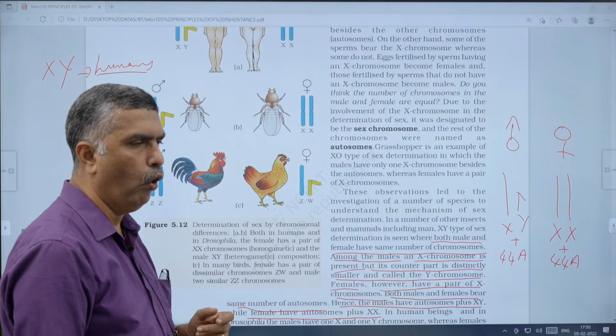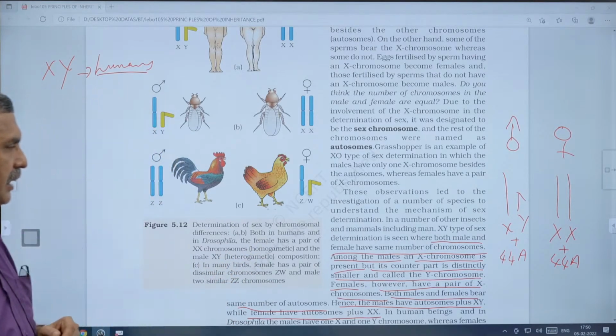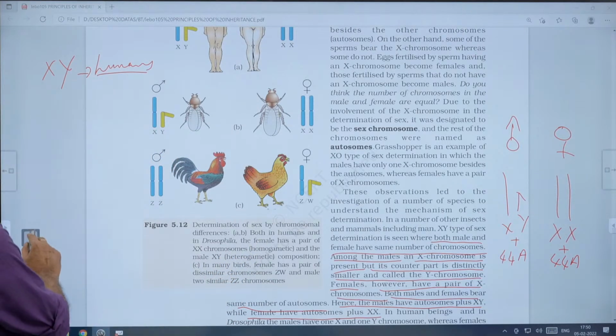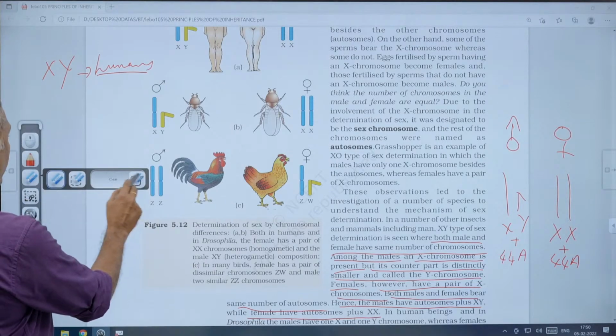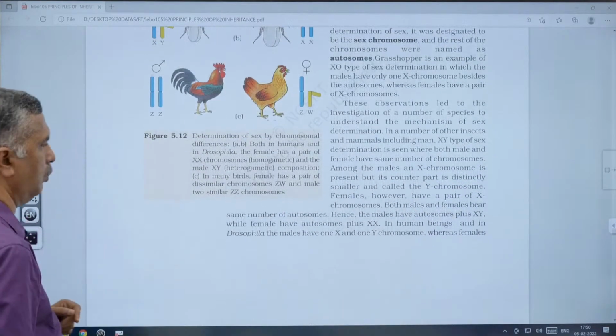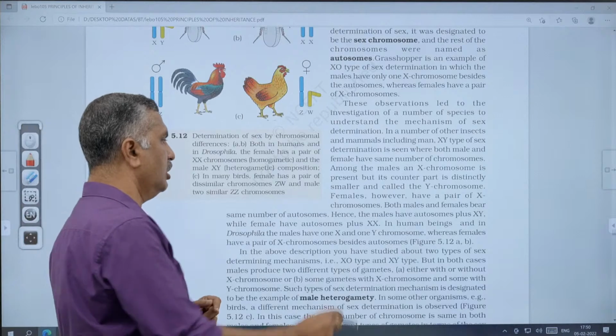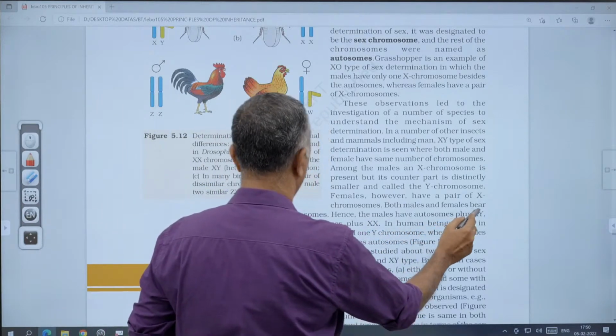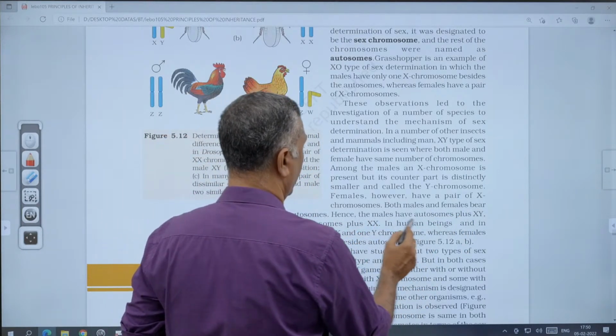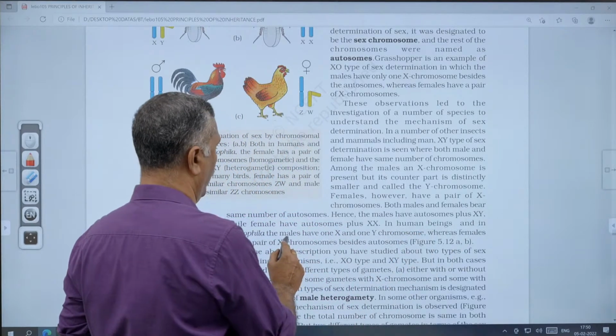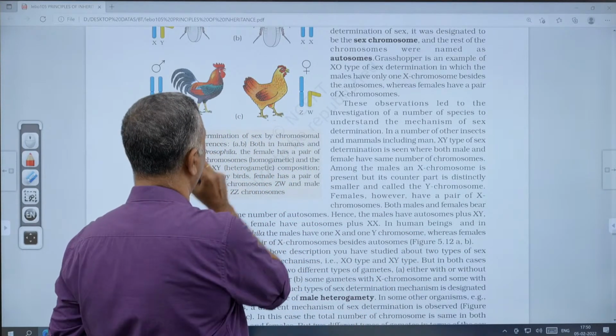22 pairs are autosomes and 1 pair is sex chromosome. But there is an XY sex determination mechanism. Hence, the males have autosome plus XY while females have autosome plus XX in human beings and in Drosophila. Drosophila also has the same sex determination.